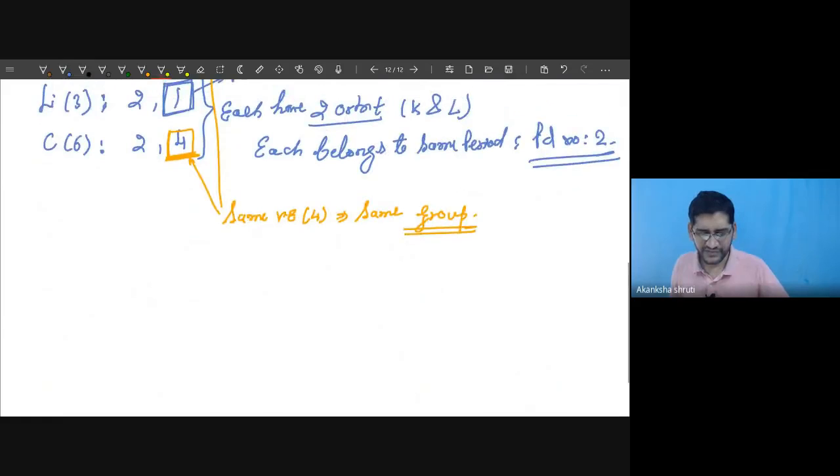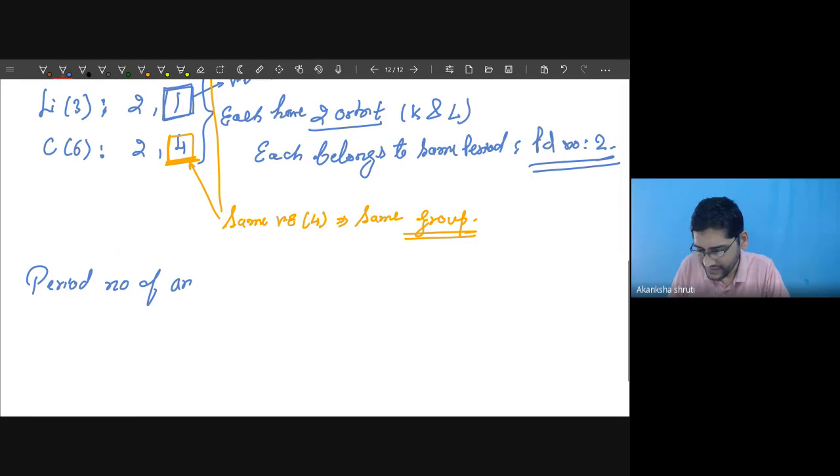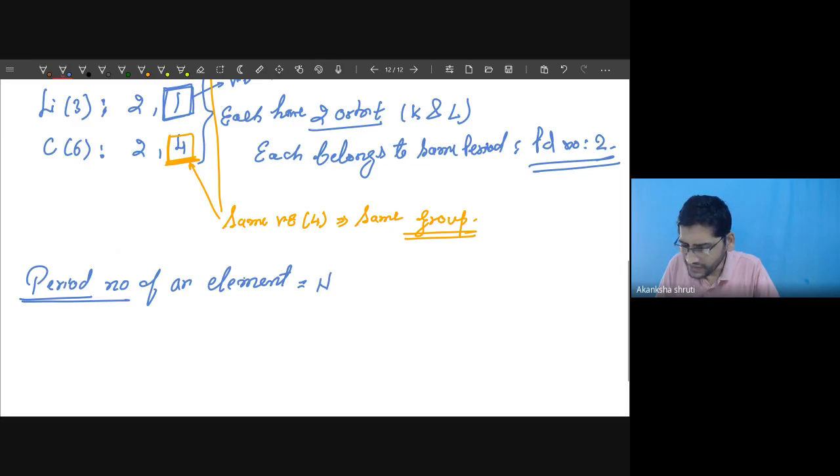So write the formula. The period number of an atom, or element rather: what will be the period number? It will be the number of shells in their electronic configuration. So just count the number of shells in their electronic configuration.